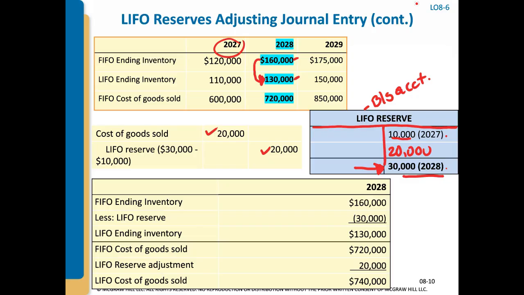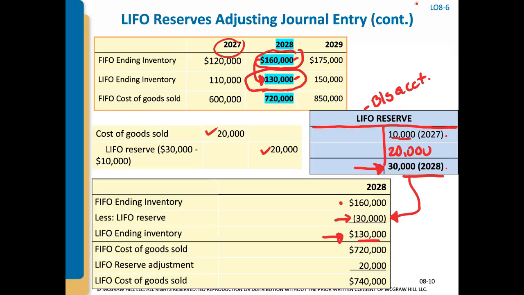And so now when you're presenting on your financial statement, you would say, here's my FIFO ending inventory of 160, which comes right from right here. And that my ending balance of my LIFO reserve is 30,000. So I'm going to decrease because it's a contra asset account. And so my LIFO ending inventory is 130,000. So that would match this number right here.